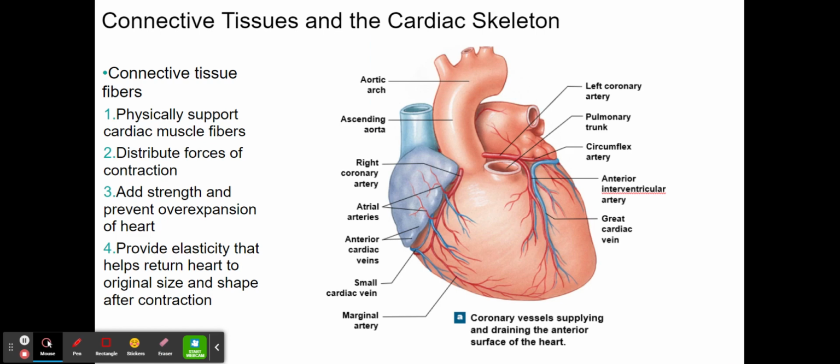The connective tissues of the heart include large numbers of collagen and elastic fibers. Each cardiac muscle cell is wrapped in a strong but elastic sheath. Adjacent cells are tied together by fibrous crosslinks or struts. These fibers are, in turn, interwoven into sheets that separate the superficial and deep muscle layers. The connective tissue fibers, 1, provide physical support for the cardiac muscle fibers, blood vessels, and nerves of the myocardium. 2, they help distribute the forces of contraction. 3, they add strength and prevent overexpansion of the heart. And 4, they provide elasticity that helps return the heart to its original size and shape after a contraction.